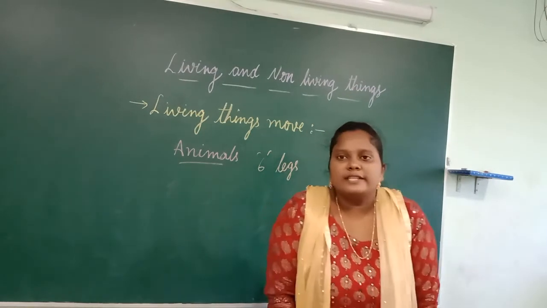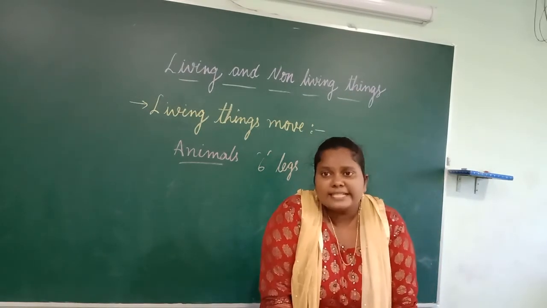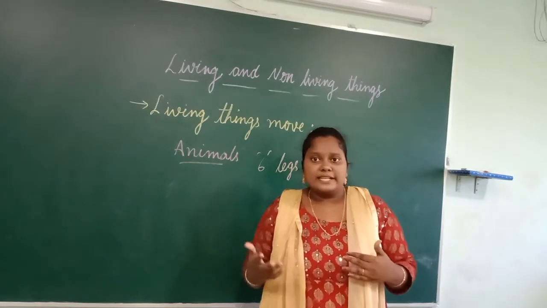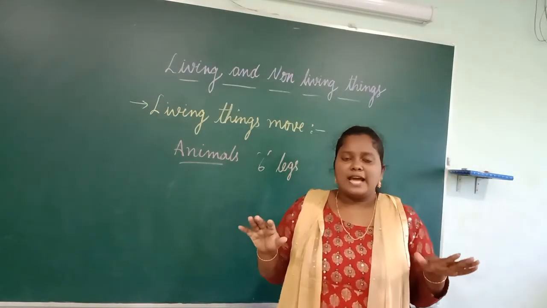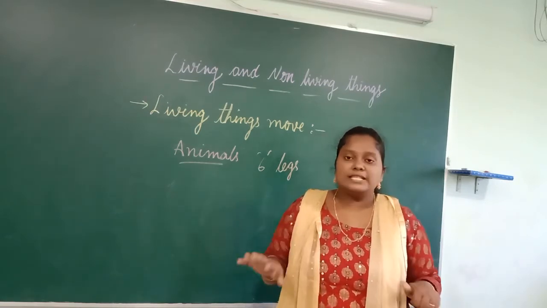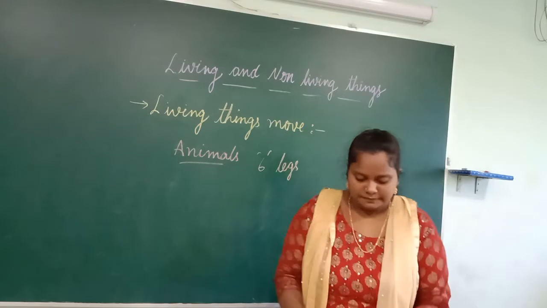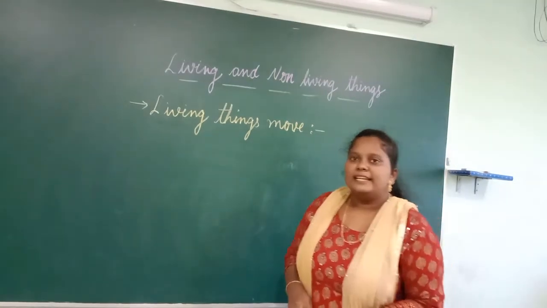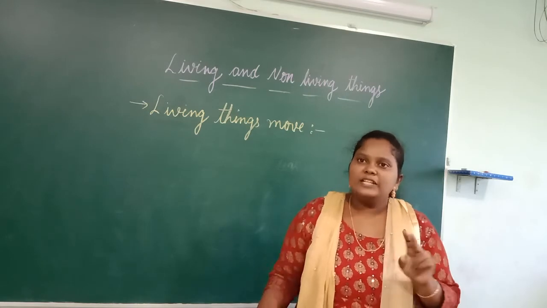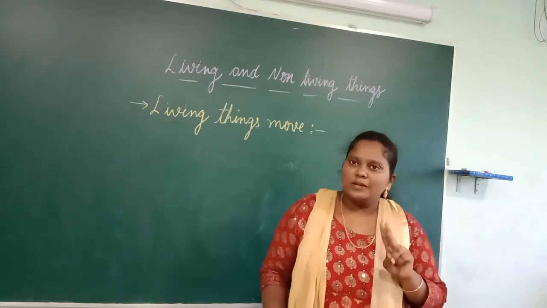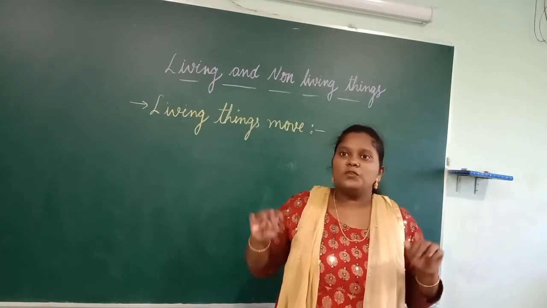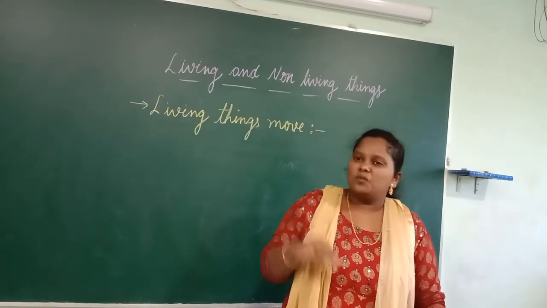All insects have 6 legs. They use their legs to move. Most insects have wings and they can fly. Birds have 2 legs and 2 wings. Most birds use their wings to fly and legs to walk.